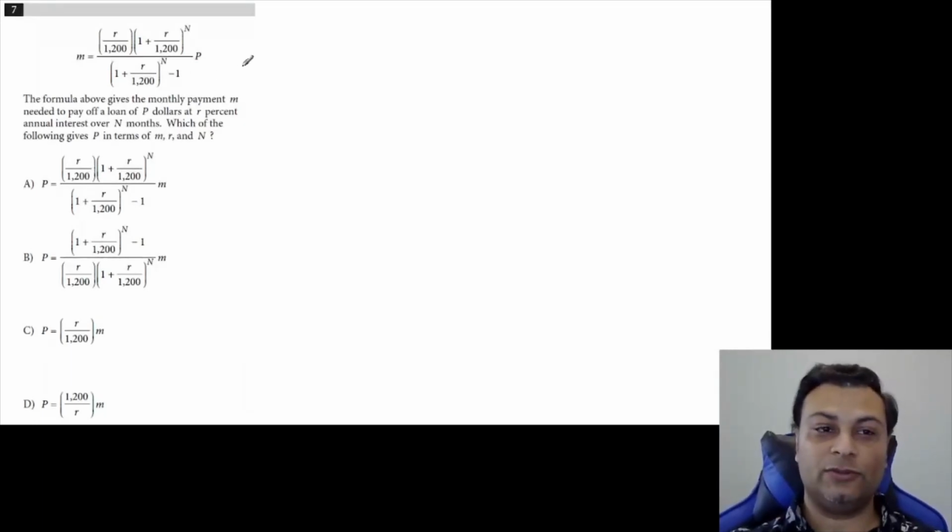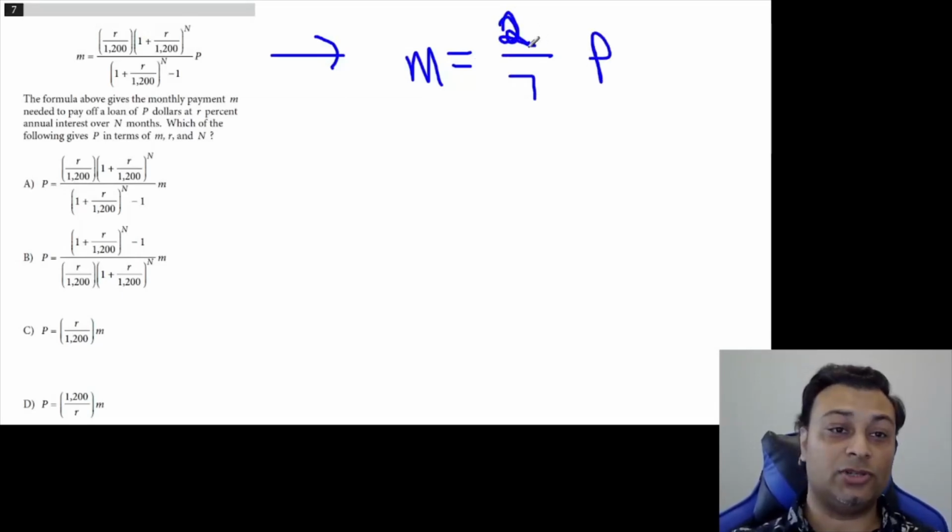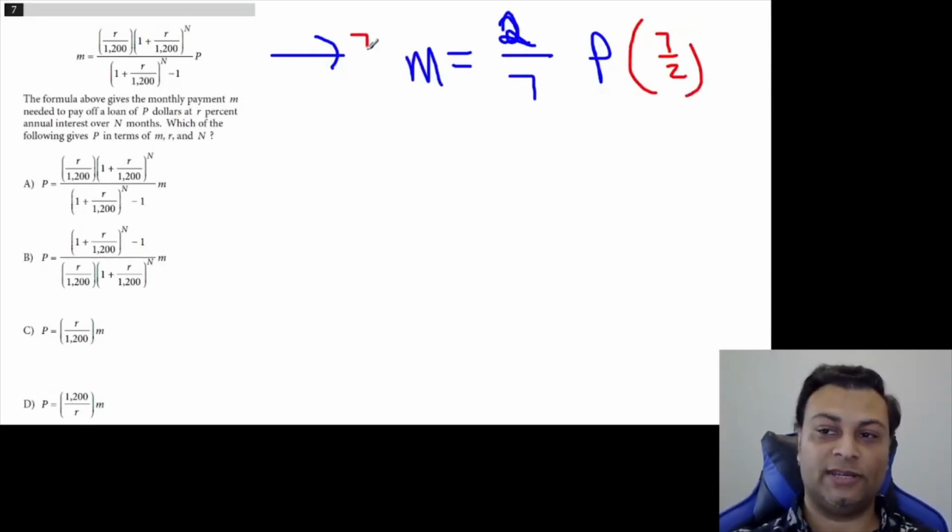So what we notice is there's a fraction right next to p. If someone gave you, as a separate example question, m equals 2/7 p and asked you to solve for p, you would just multiply here by 7/2, and multiply here by 7/2, and you'd be done, and that's your expression for p. It would be 7/2 times m.